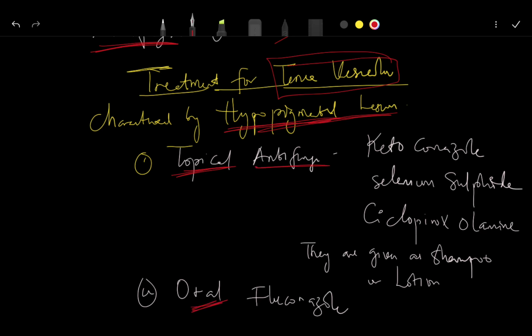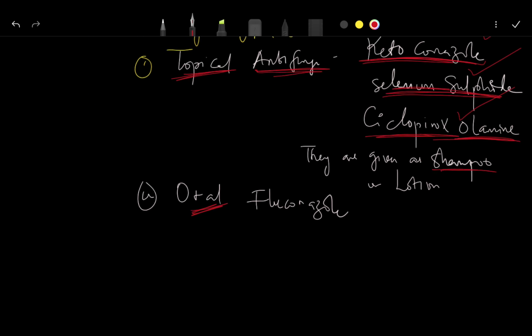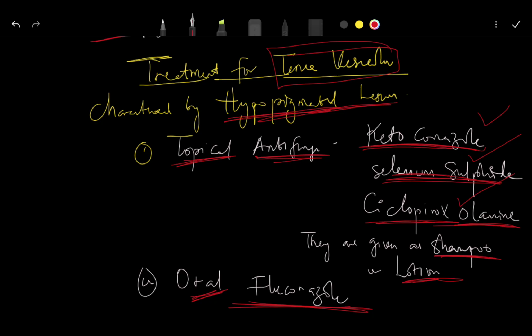The topical antifungals we give include ketoconazole, selenium sulfide, and ciclopirox olamine. We give them topically for the treatment of tinea versicolor, as shampoos and lotions to rub on the skin. Then you can also give oral fluconazole for the treatment of tinea versicolor.